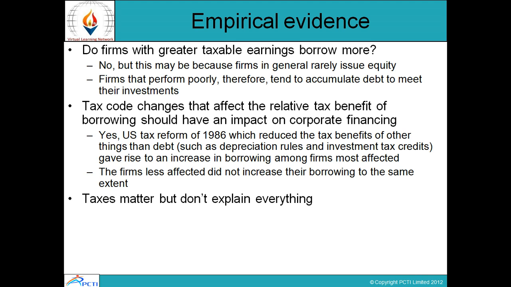Empirical evidence. Do firms with greater taxable earnings borrow more? No, but this may be because firms in general rarely issue equity. Firms that perform poorly therefore tend to accumulate debt to meet their investment. Tax code changes that affect the relative tax benefits of borrowing should have an impact on corporate financing. Yes, the US tax reform of 1986, which reduced the tax benefit of things other than debt, such as depreciation rules and investment tax credits, gave rise to an increase in borrowing among the firms most affected. The firms less affected did not increase their borrowing to the same extent. Taxes matter but do not explain everything.